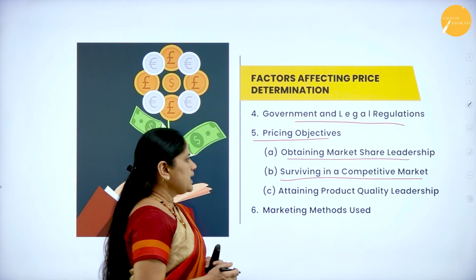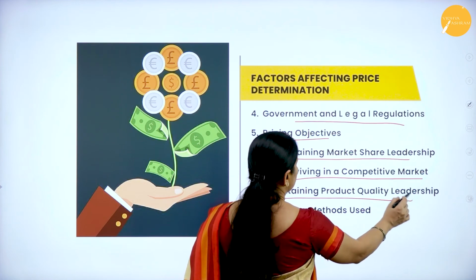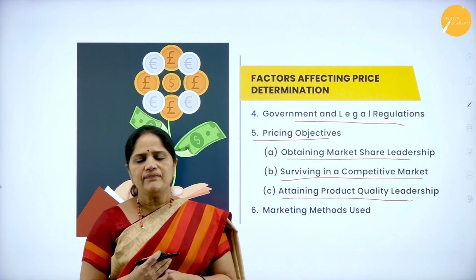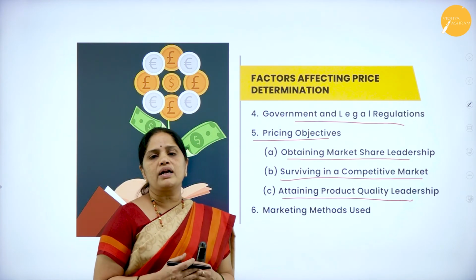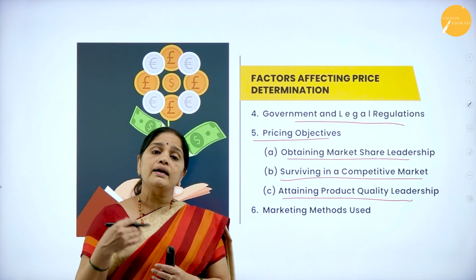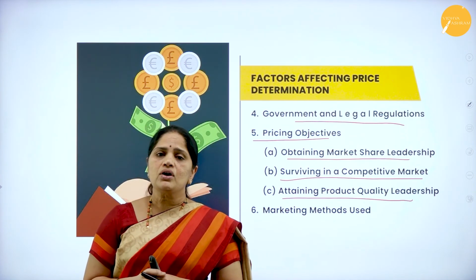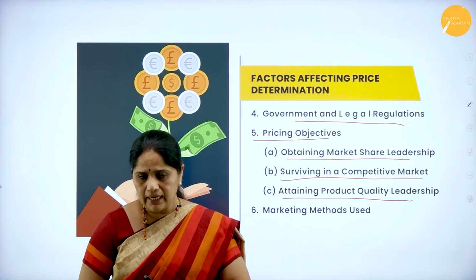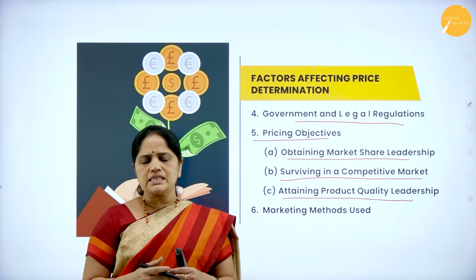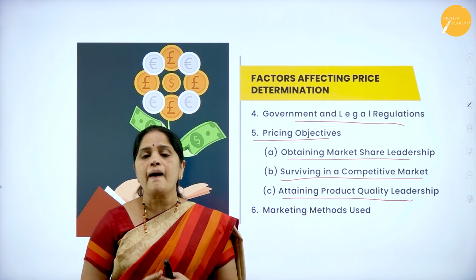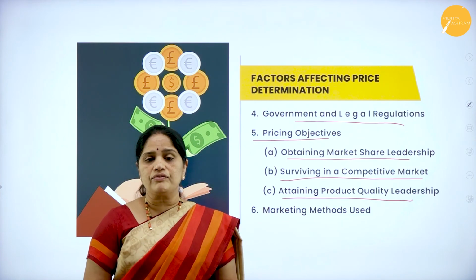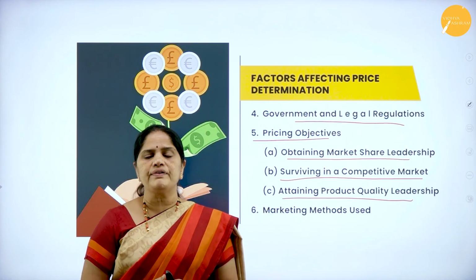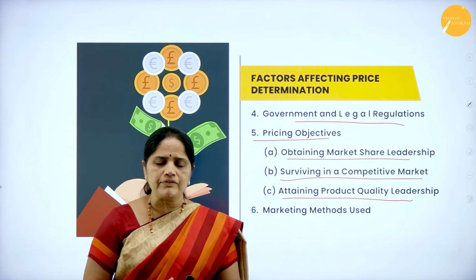Then the last one is attaining product quality leadership. Now, what is this product quality leadership? Now, if the manufacturer is offering products of a very high quality, then higher prices can be charged because of higher quality and also high charges of research and development. So the customer will be prepared to pay something extra because he is getting a product of very high quality. So this high quality which is being offered to the customer will be the deciding factor for the price of the product.